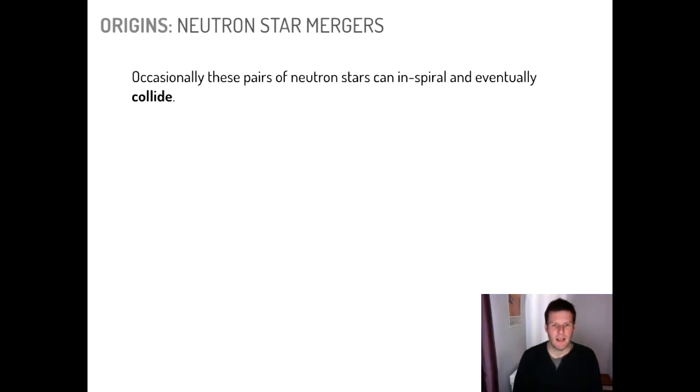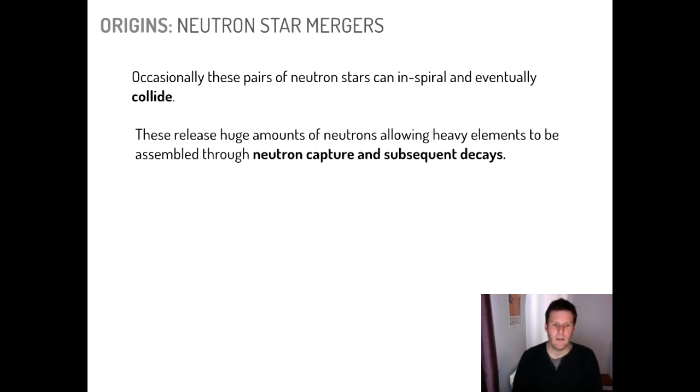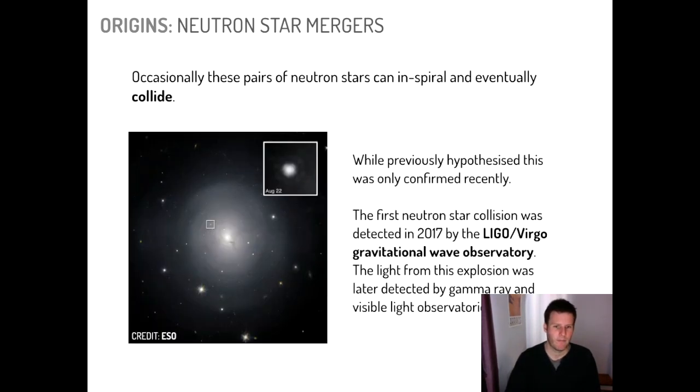Now, occasionally, pairs of neutron stars can in-spiral and eventually collide. Now, when they do this, they're going to release huge amounts of neutrons, allowing heavy elements to be assembled through neutron capture and subsequent decays. While previously hypothesized, this was actually only confirmed relatively recently. In fact, the first neutron star collision was detected in 2017. And it was detected not in visible light, first of all, but actually using gravitational waves. Gravitational waves are radiation produced by masses as they spiral into each other. This is actually a very different way of looking at the universe compared to visible or even infrared, etc.